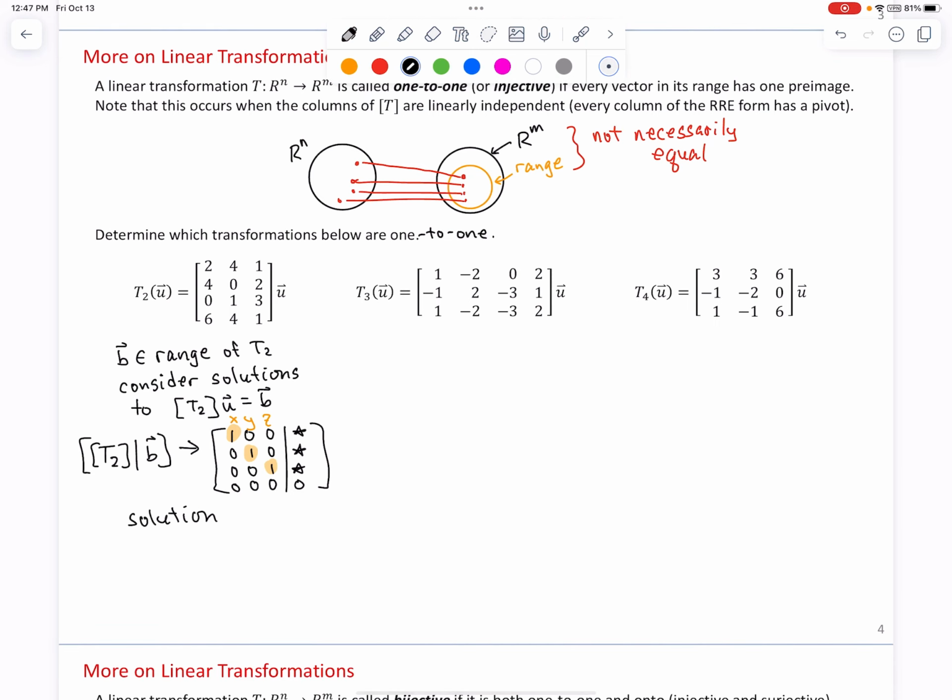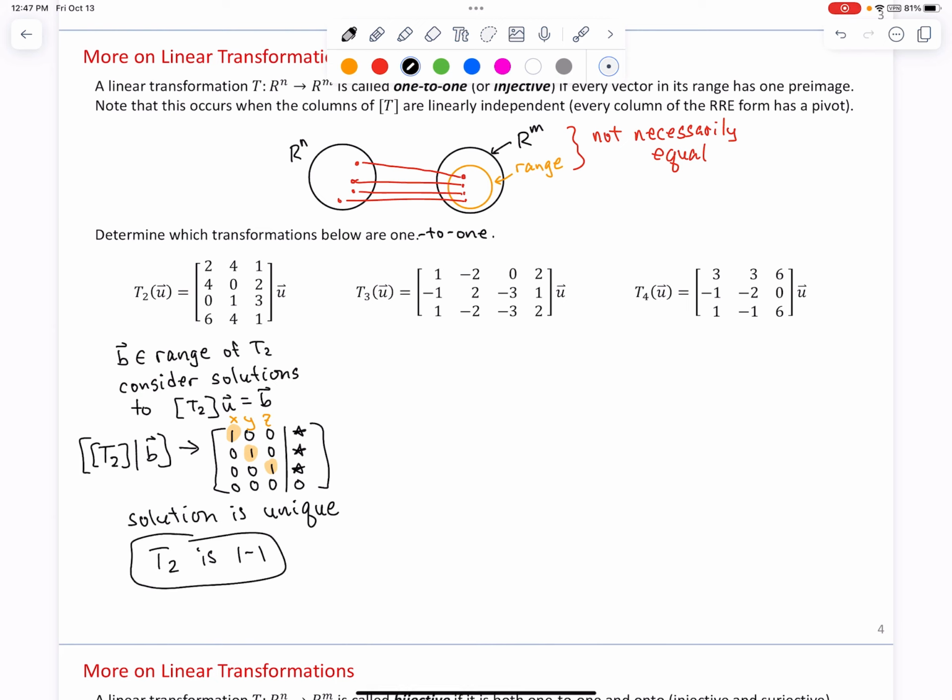So the solution is unique, which means that the pre-image of b is unique, which means there's only ever going to be one vector in the domain that will map to this vector b that's in the range. That tells us that T2 is 1 to 1. And we can say 1-1 to abbreviate 1 to 1.